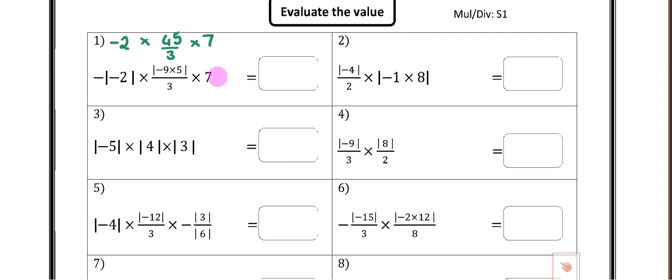Okay? So we've dealt with all the absolute value stuff. Now we've got a simple multiplication, which ends up being negative 2 times 15 times 7. That is negative 30 times 7 is negative 210. Quick math.